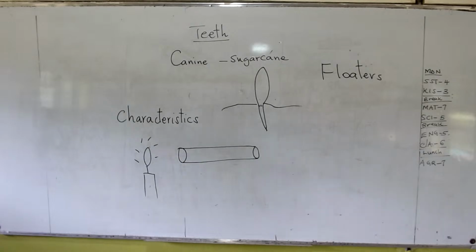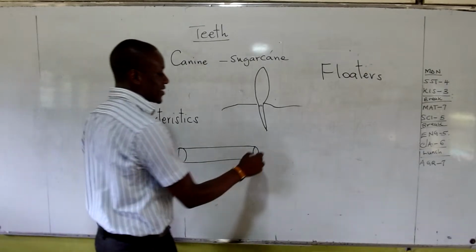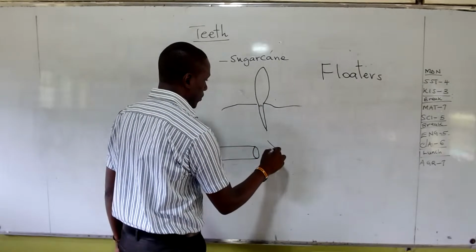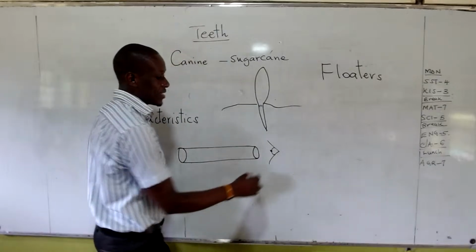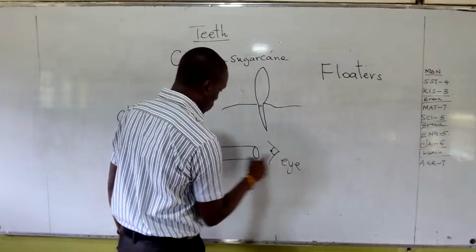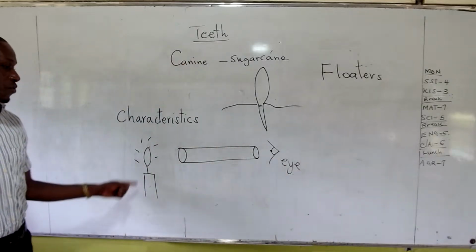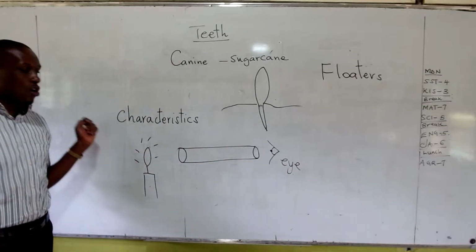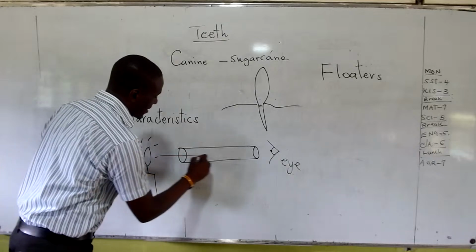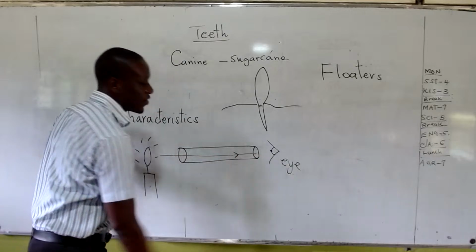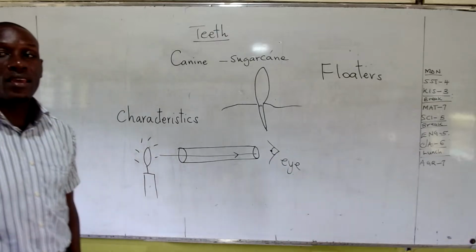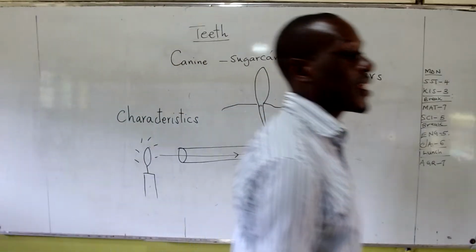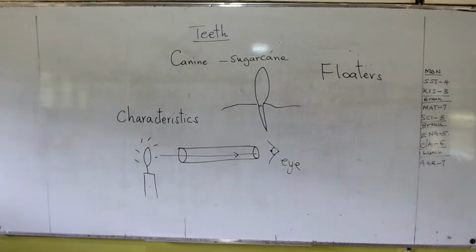Then what happens? The observer's eye will be here. So you see through the pipe. That is the eye. You see through the pipe. You see the source of what? Light. You see a ray of light passing inside. That shows light travels in a straight line. Are you together?